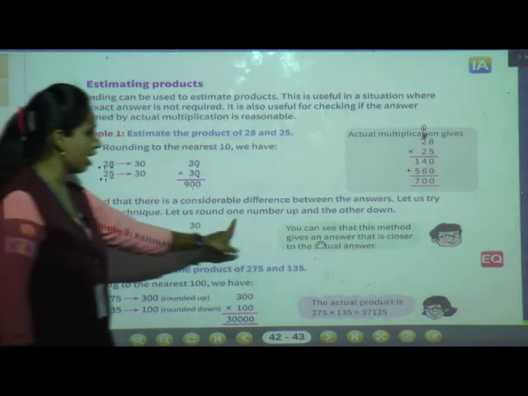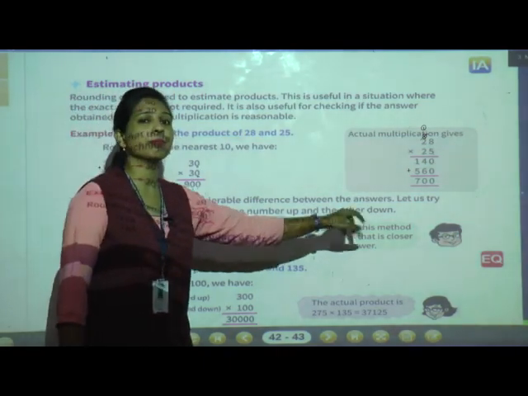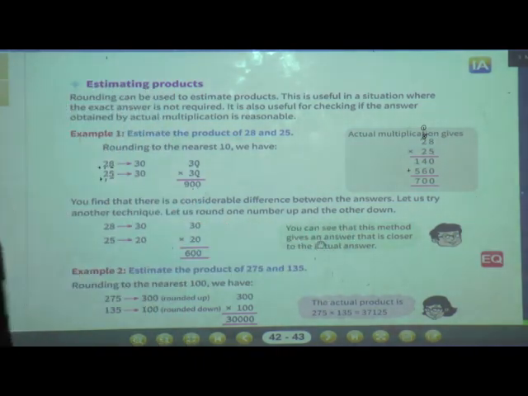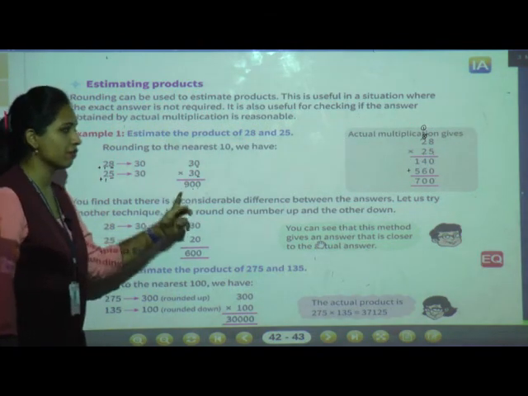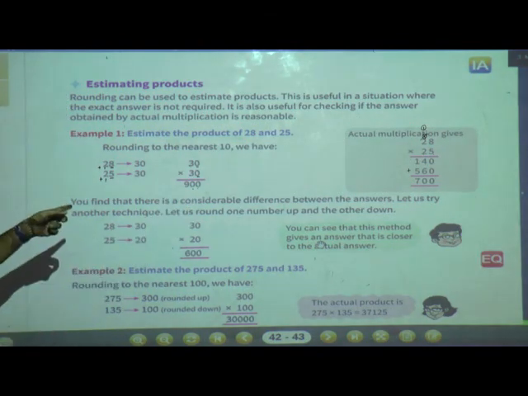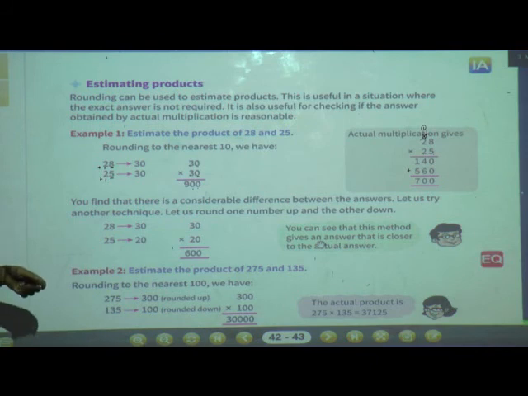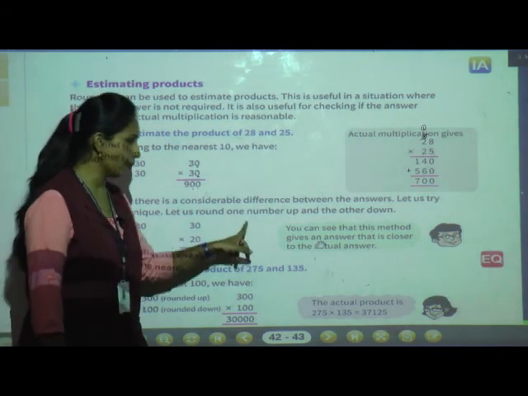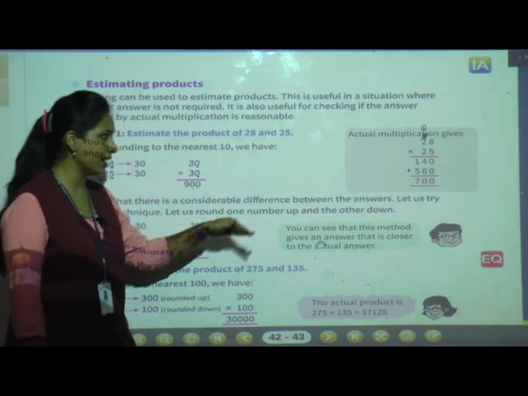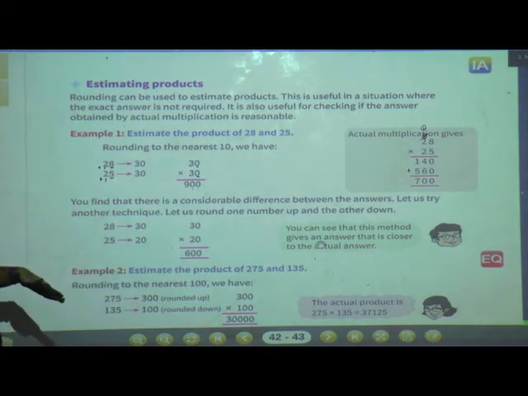Let us round one number up and one number down. So in this case, if we are not getting the exact number and we find too much difference in the answer, then what you have to do is use another technique. What is that technique? Let us round one number up and one number down. You can see that this method gives an answer that is closer to the actual number.